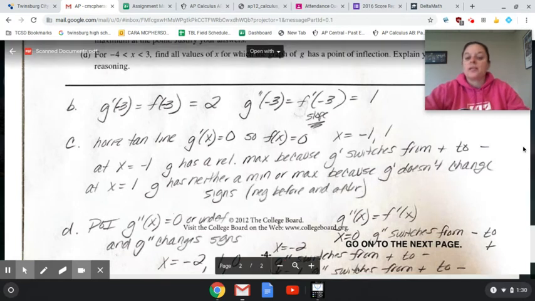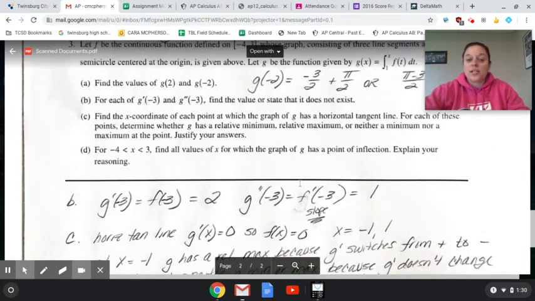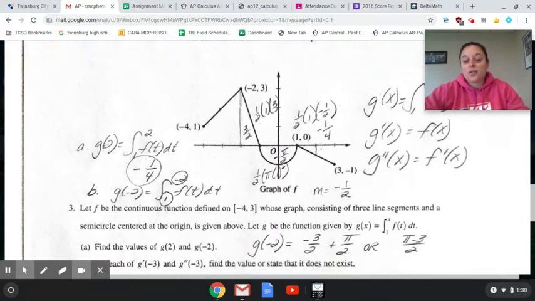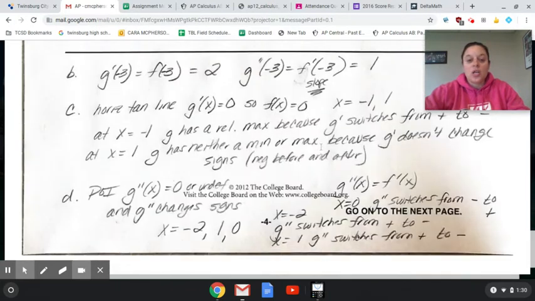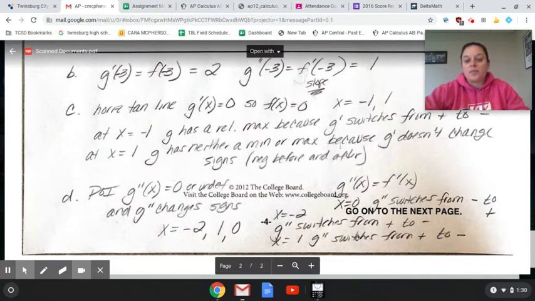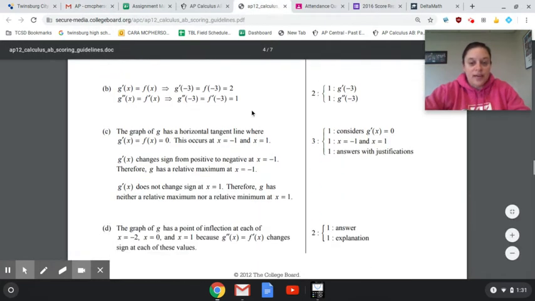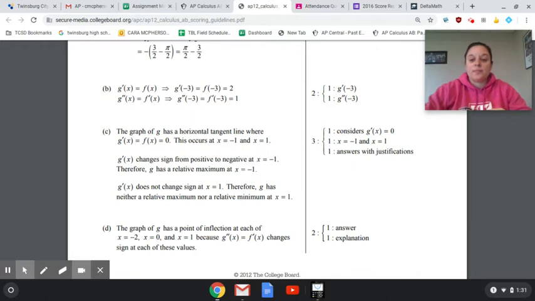Best way to explain to someone if there's a maximum and minimum is talk about the sign change of the derivative. Now at 1, it doesn't change signs because it stays underneath. So what that means is it's actually negative before and after. So you don't have a derivative sign change. So we would say it's neither a minimum or maximum for that reason. You could say it's always negative around it, or you could just say it doesn't change signs. So for their scoring, they gave 3 points. The first point is basically the consideration.